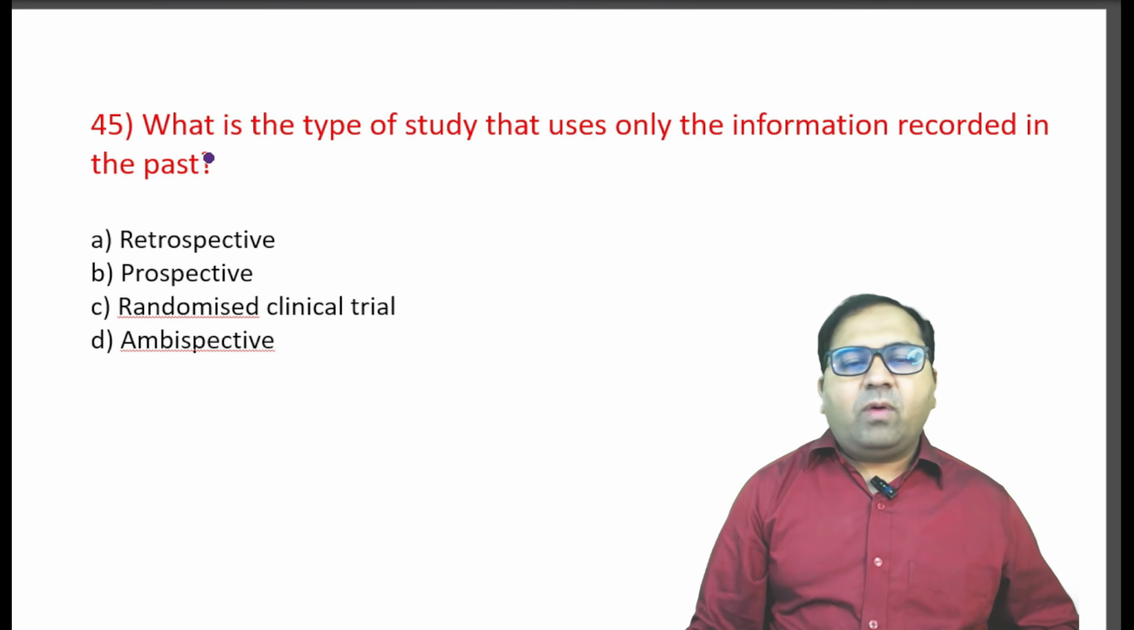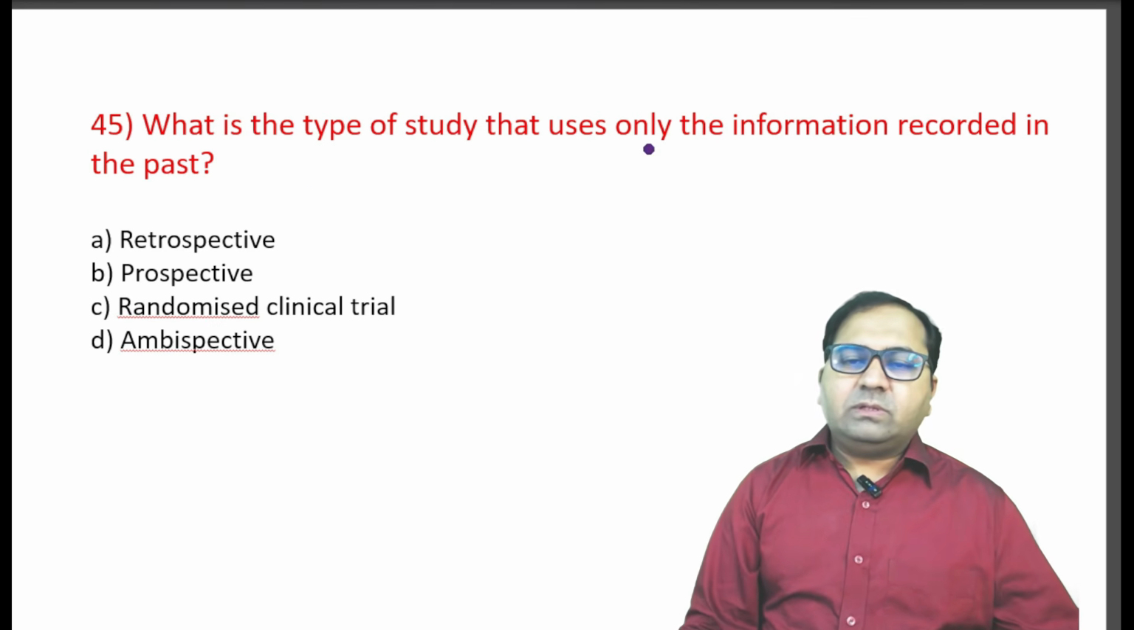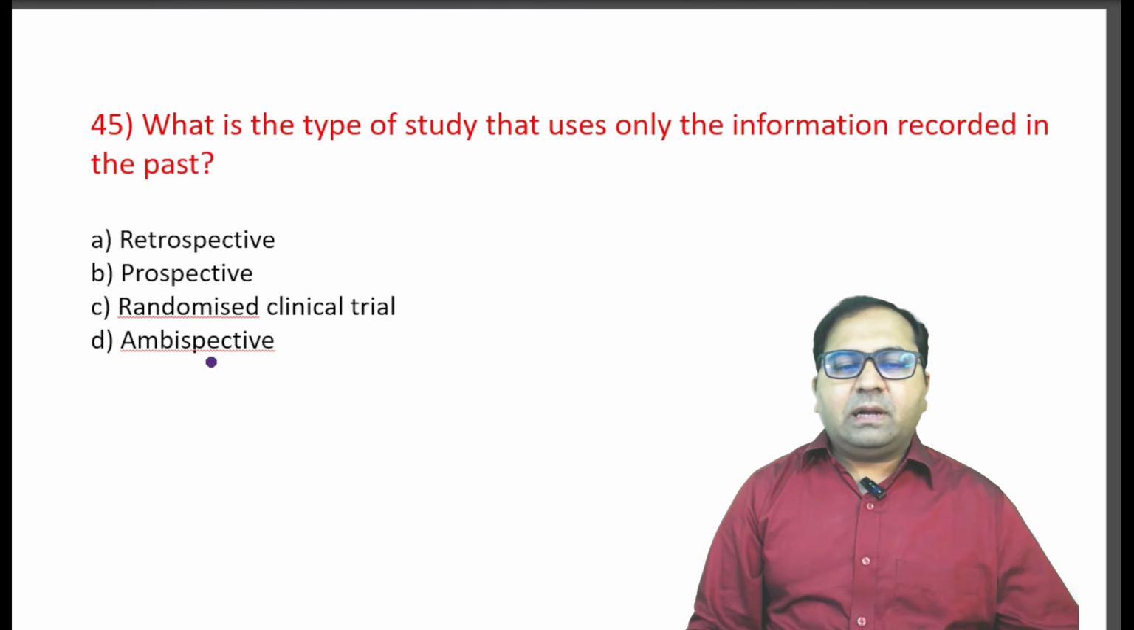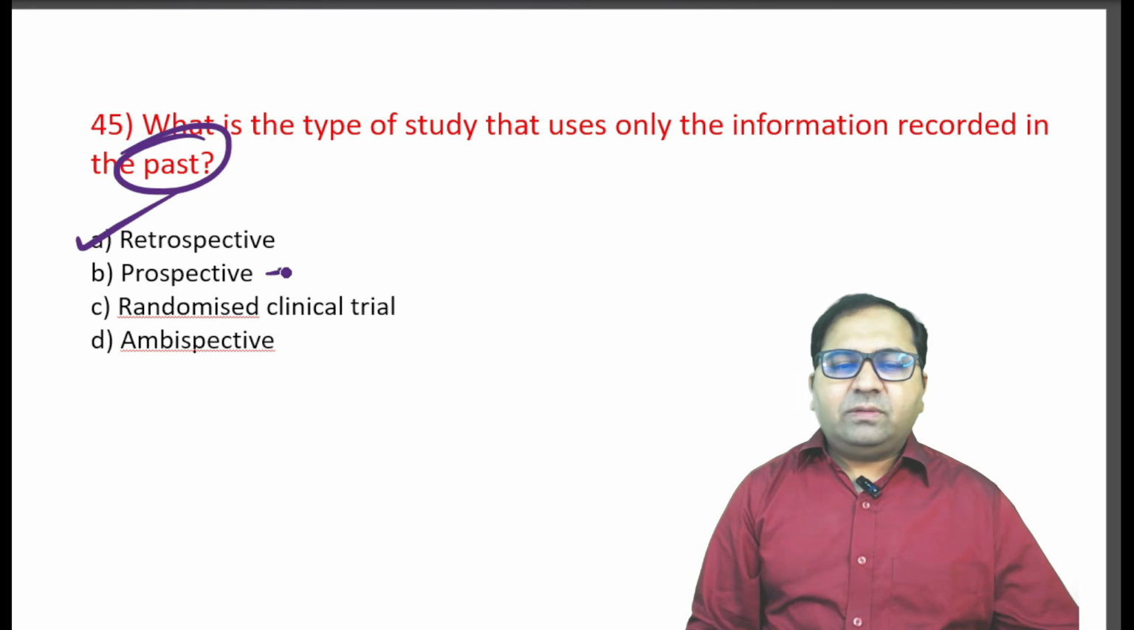Next question. What is the type of study that uses only the information recorded in the past? So the options are A, retrospective; B, prospective; C, randomized control trial or randomized clinical trial; D is the ambispective study. So what is the type of study that uses only the information recorded in the past? It is the retrospective study. Prospective is future.